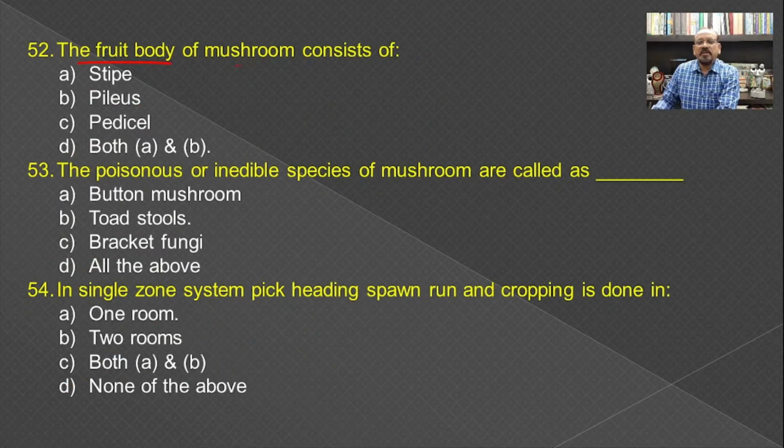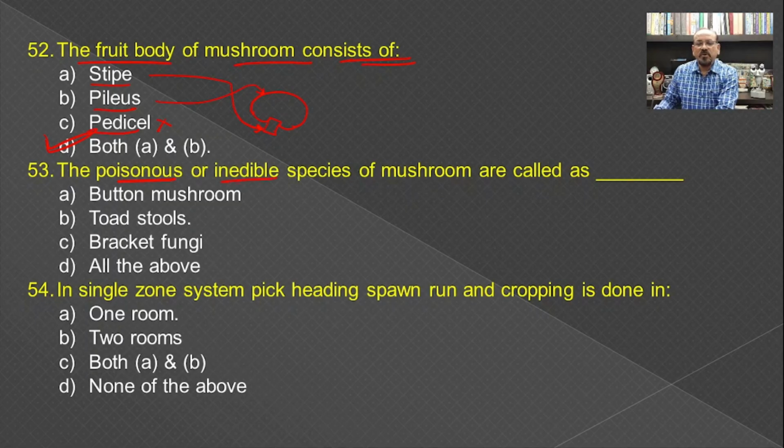The fruiting body of mushroom consists of the stipe, Pileus and pedicel. So if you see the pedicel, then the fruiting body, that is this one. So this is actually the fruiting body, and the stalk is known as the stipe and the fruiting body is the Pileus, and hence both A and B become the answer for this question.